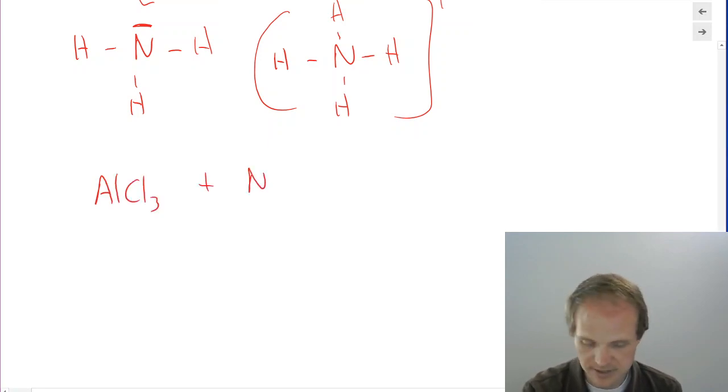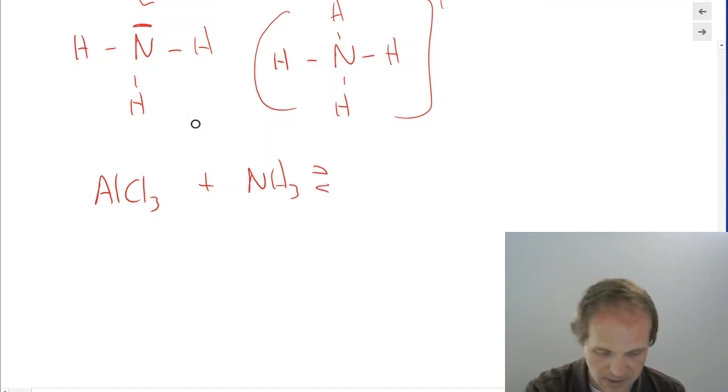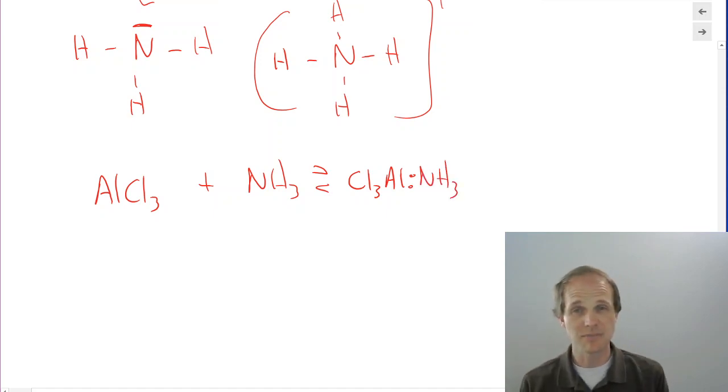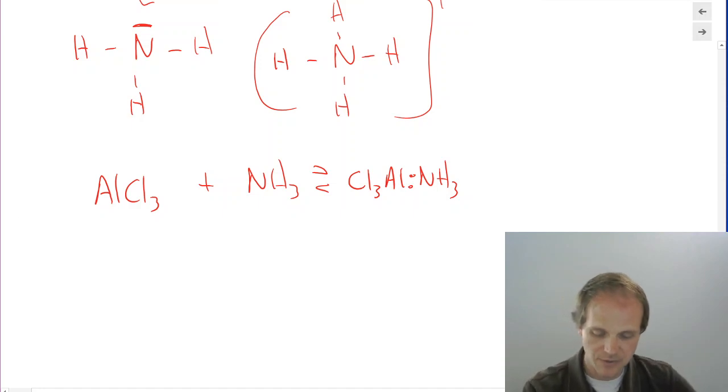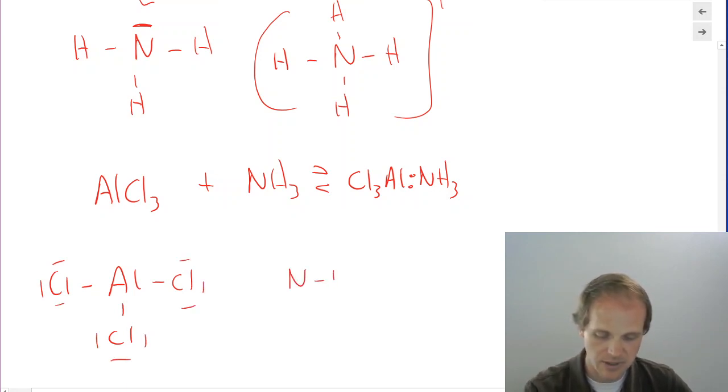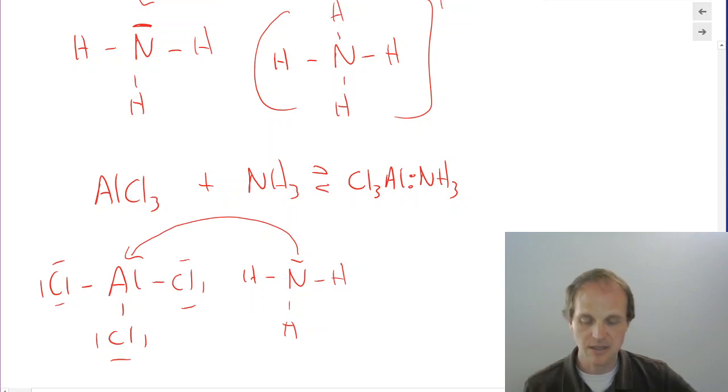AlCl3 plus NH3 can form Cl3Al-NH3. So those two can bond together. What's happening? Well, if you remember from your Lewis structures, in AlCl3 the aluminum actually only has 6 valence electrons. The ammonia, what we just drew earlier, has that lone pair, and the ammonia donates its lone pair to make a bond between nitrogen and aluminum.